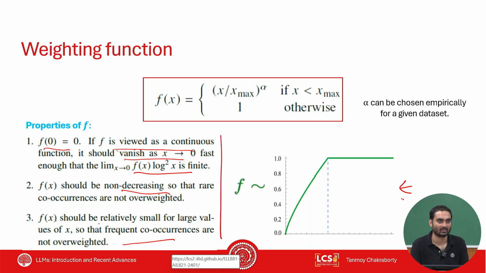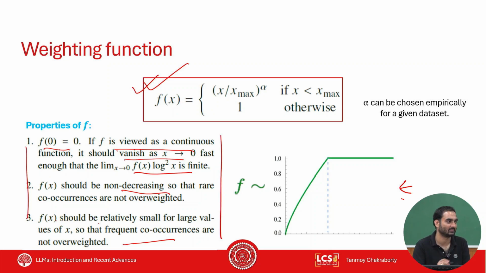If the co-occurrence is so large, you should not give proportionate weight, right? So this is the formula that they came up with, and they also said that you can come up with a new function that can satisfy these three properties. And this is the function that they came up with, and the function looks like this.